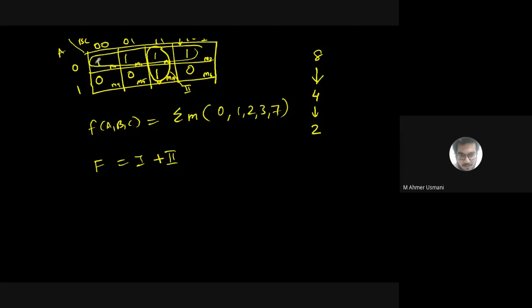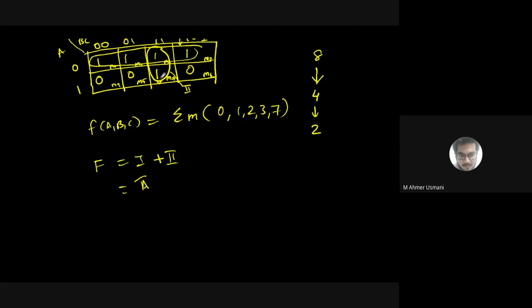And what is the value of a? It is 0. Since the value of a is 0, that means we are referring to A bar. So it is nothing but A bar. Now similarly go for this particular group. What is the value of a for this minterm? It is 0. What is the value of a for this minterm? It is 1. That means a is getting changed. What is the value of b for this minterm? It is 1.